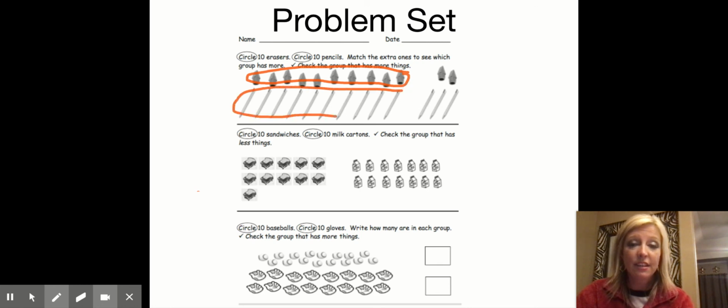So each of them has a group of 10. Now we want to match the extra ones. Which one has more? Very good. The pencils, because there's more pencils than there are erasers.